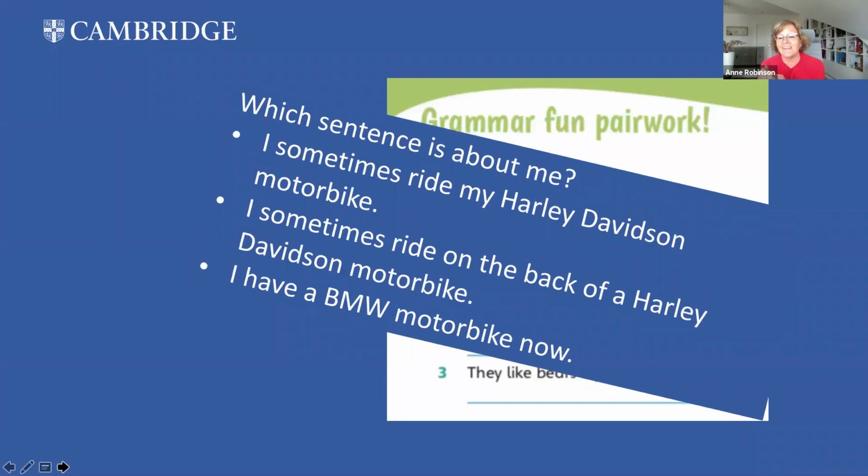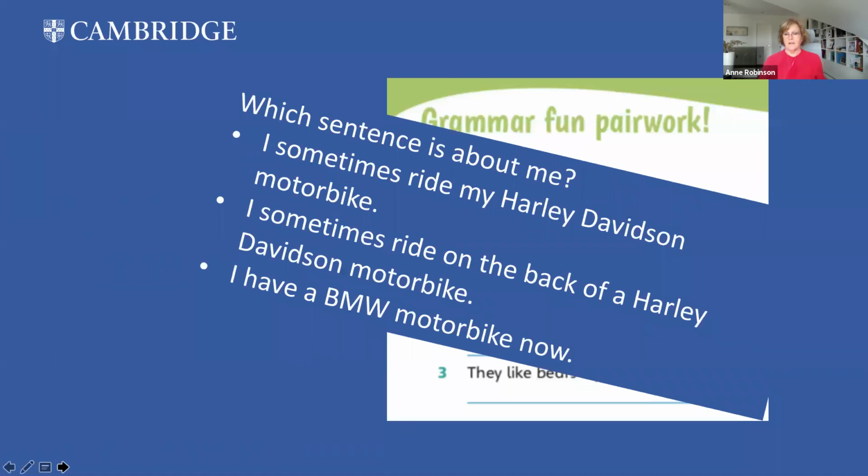And yes, everybody, it's the second sentence. So the second sentence is me. I ride on the back of a Harley Davidson motorbike. My husband is the person on the front of the Harley Davidson motorbike. So that's my family sentence. And we have a friend called Juan who has just bought a BMW motorbike. So that's me number 2, my husband number 1, and a friend was number 3.